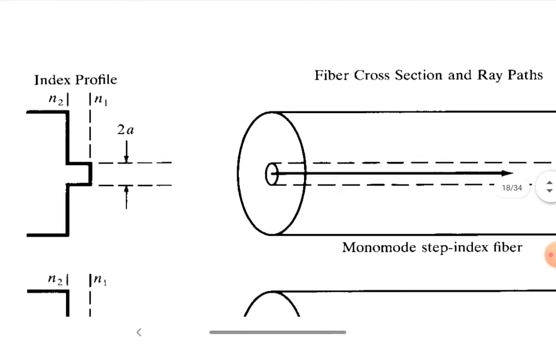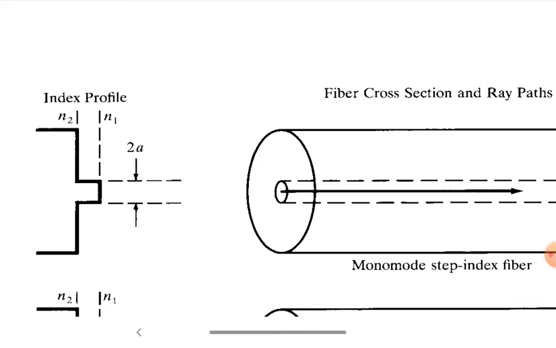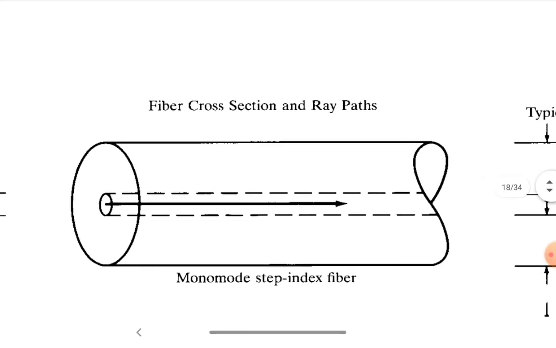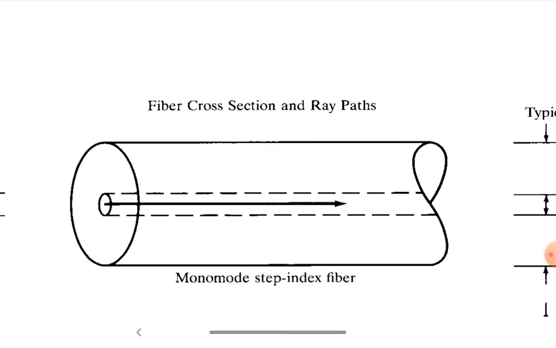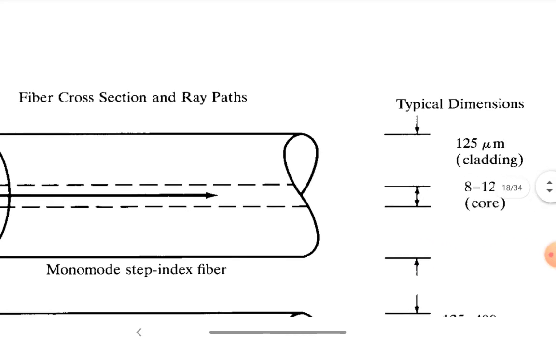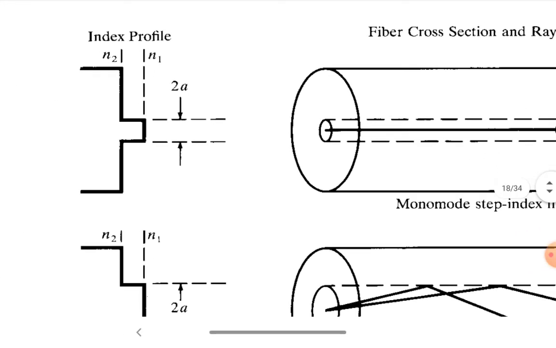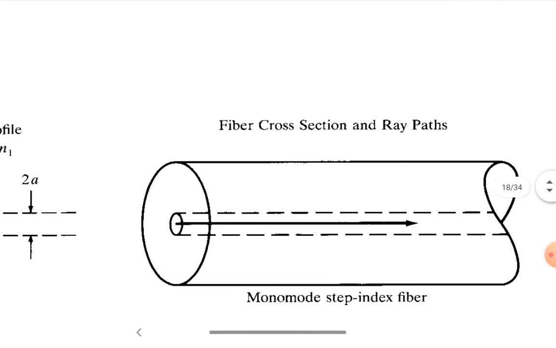So this is the index profile, with N1, N2 and 2a, that is the core. This is inside the core, and the light is going inside the fiber cross section, the ray paths. So in the single mode step index fiber, the cladding is 125 micrometers and the core is 8 to 12 micrometers. So that is the structure of the inside of the fiber and the ray paths.